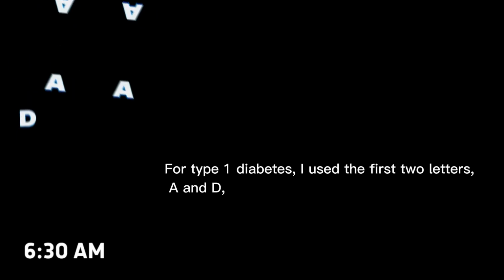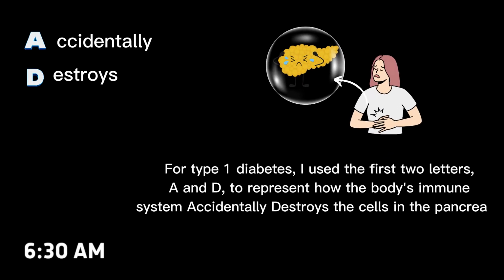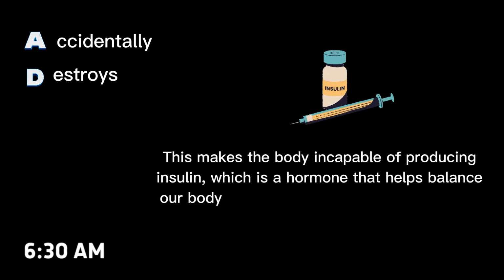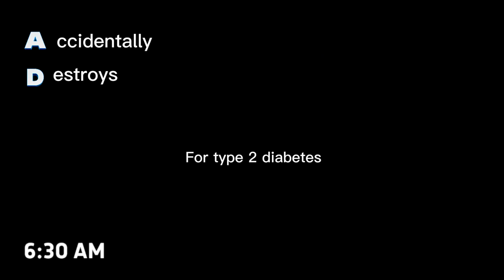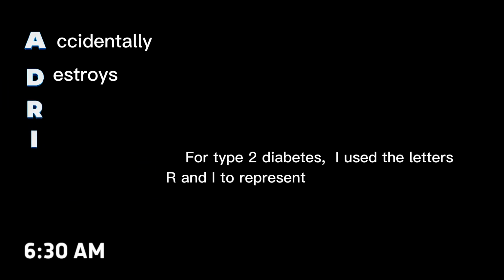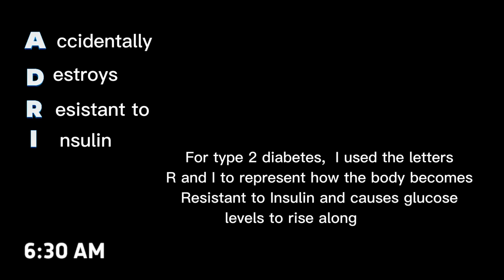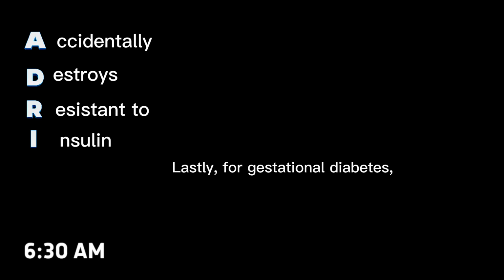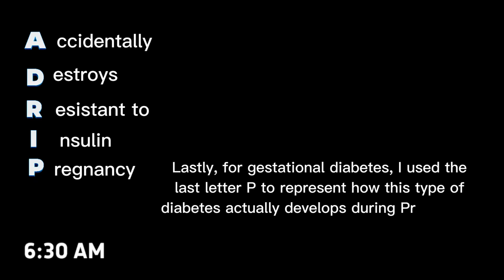So for type 1 diabetes, I used the first two letters A and D to represent how the body's immune system accidentally destroys the cells in the pancreas. This makes the body incapable of producing insulin, which is a hormone that helps balance our body's sugar level. This causes a gradual accumulation of glucose in the system. For type 2 diabetes, I use the letters R and I to represent how the body becomes resistant to insulin and causes glucose levels to rise along with it. Lastly, for gestational diabetes, I use the last letter P to represent how this type of diabetes actually develops during pregnancy. So advocates, remember, ADRIP.